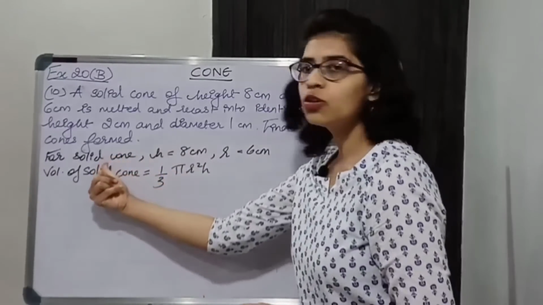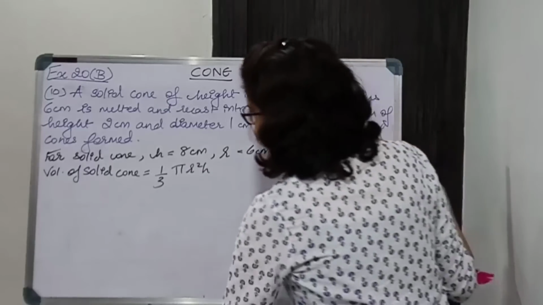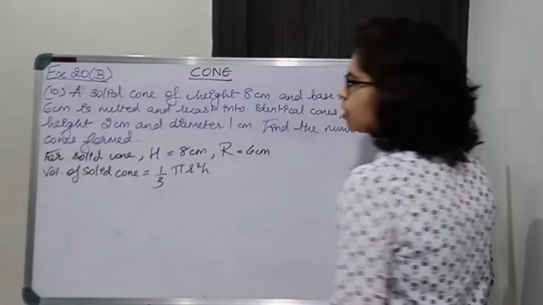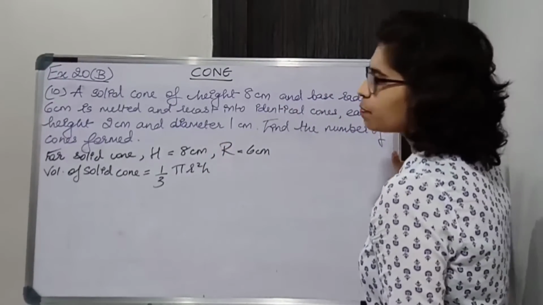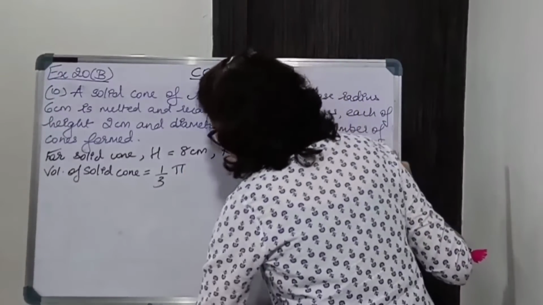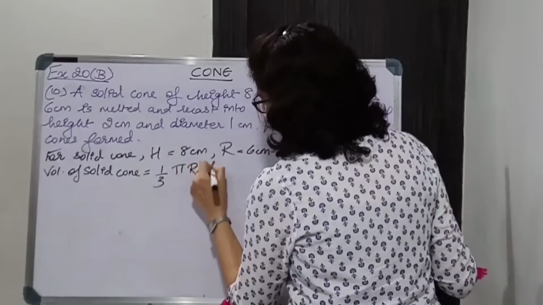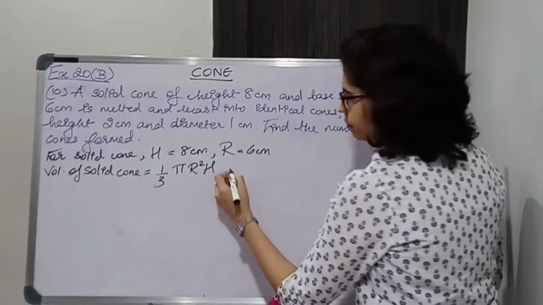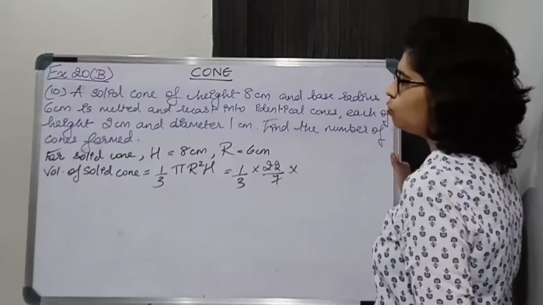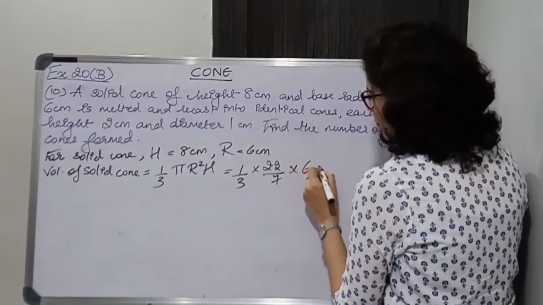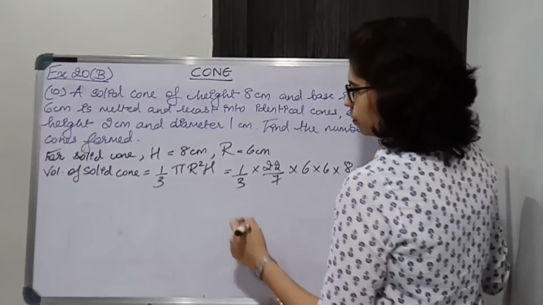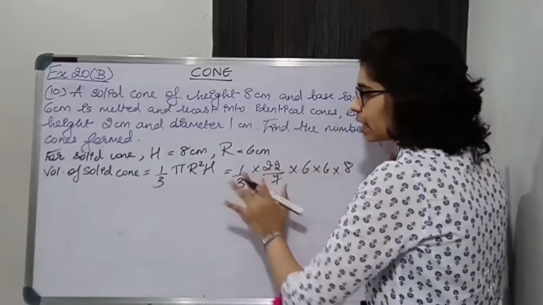So for the bigger cone, that is the solid cone, we'll take capital R and capital H. You will have to write down the statement: let H and R be the height and radius respectively for the solid cone. So its volume will be 1 by 3 pi capital R square capital H. That is 1 by 3 into 22 upon 7 into R square, that is 6 square, into H, that is 8. Now we'll keep this as it is because this will cancel.